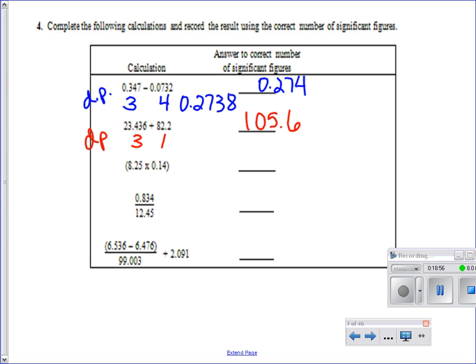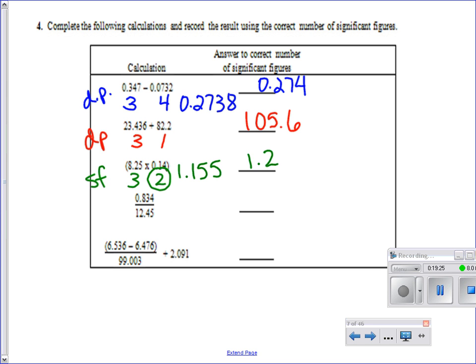Okay, moving on. We now are in the world of multiplication. So what are we going to round to here? The least number of sig figs. Here we have 3, and here we have 2. So what do you get when you just plug it in your calculator unrounded? All right, how do I round that to 2 sig figs? Because that is the least number over here.